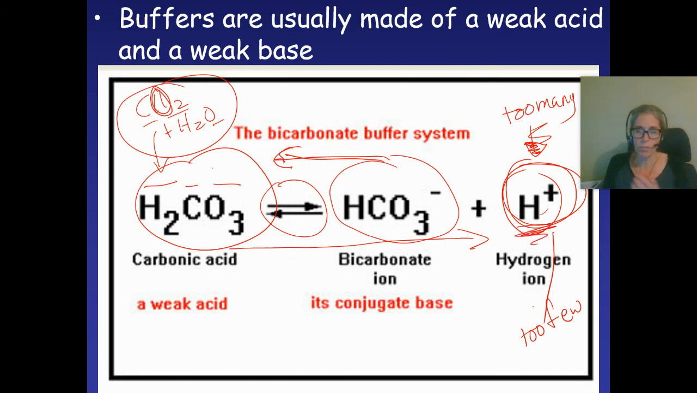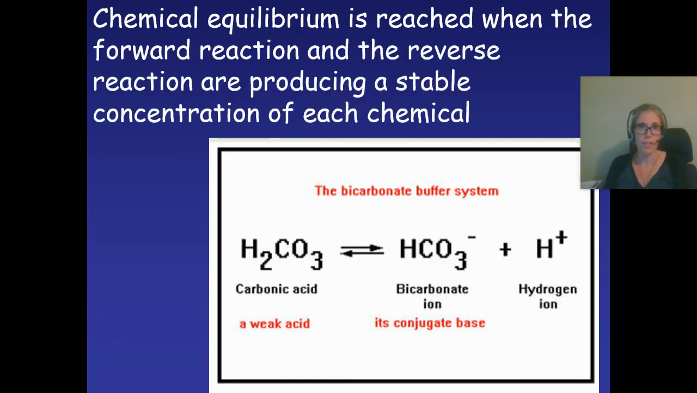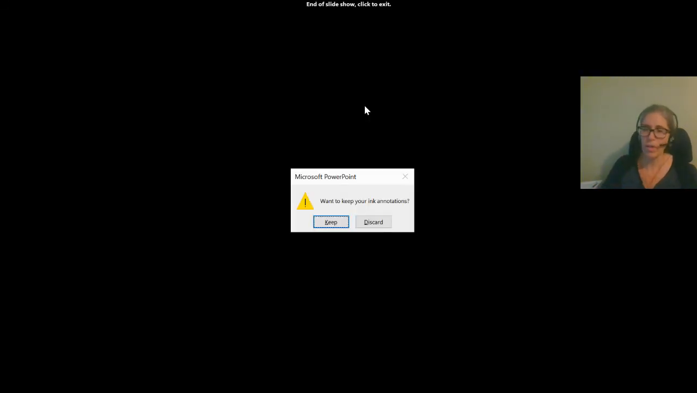So buffer systems in your body help to keep a balance so you don't get too acidic or too basic. Because if you get too acidic or too basic, do you remember what happens to your proteins? They unwind, right? They denature. Oh my gosh. And then once they're the wrong shape, they can't do what they're supposed to do. It's kind of rough. Okay, so chemical equilibrium is reached when the forward reaction and the reverse reaction are producing a stable concentration of each chemical. That's the end of my story.